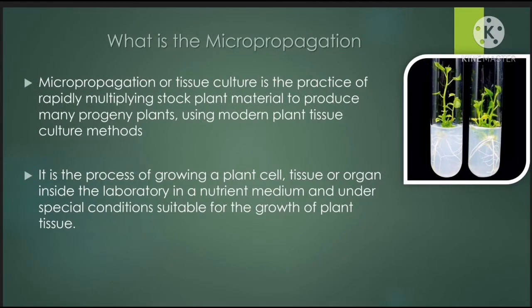What is micropropagation? Micropropagation, or tissue culture, is the practice of rapidly multiplying stock plant material to produce many progeny plants using modern plant tissue culture methods. It is the process of growing a plant cell, tissue or organ inside the laboratory in nutrient medium and under special conditions suitable for the growth of plant tissue.